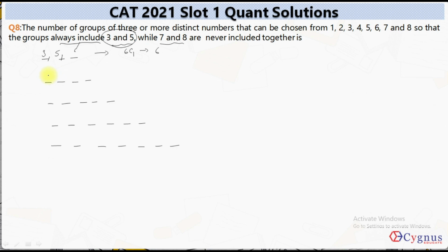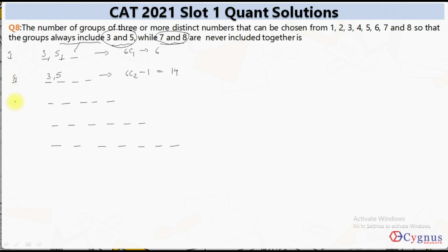Look at the next case. When you want to select 4 numbers, 2 of them are fixed, 3 and 5. I need to select 2 more. Without any restriction, if you select 2 more out of the remaining 6, it can be done in 6C2 ways. But in some of the cases, both these numbers will be selected. I've already selected 3 and 5. How many times you will select 7 and 8 both in this case? Only once. So I need to subtract that one case here because I cannot select 7 and 8 together. Now 6C2 is 15. 15 minus 1 will give you 14. This is case number 2.